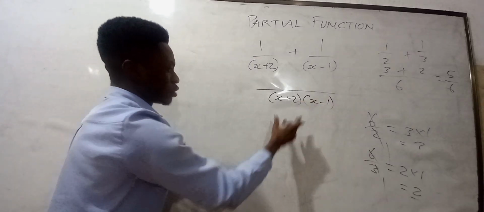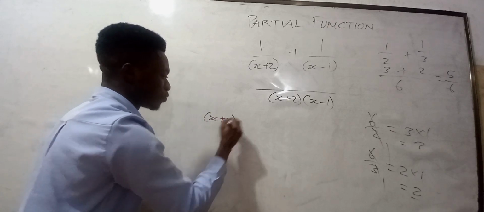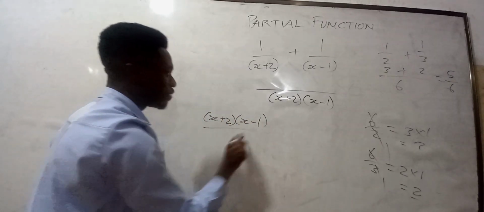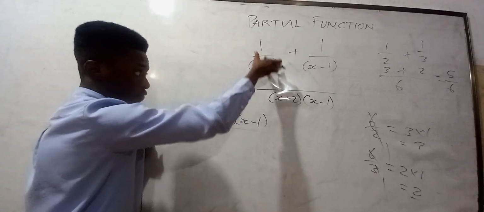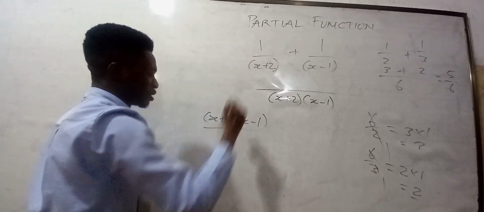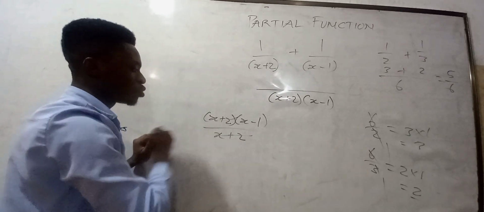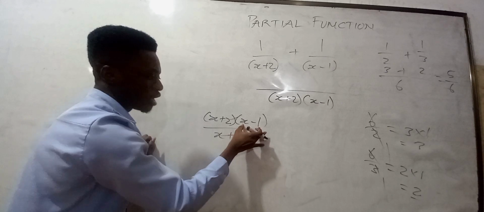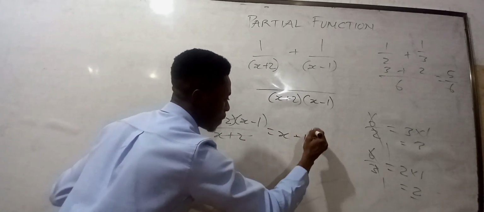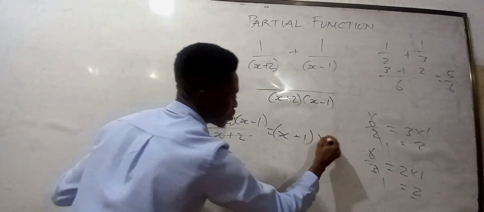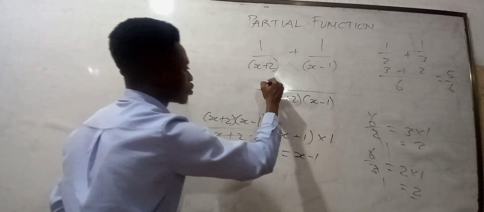Then what do we do next? We take the whole LCM, so x plus 2, x minus 1. Then we divide it by the denominator of the first fraction, which is x plus 2. So this x plus 2 will cancel the first one, and we'll be left with x minus 1. We multiply this x minus 1 by the numerator here, which is 1, so we get x minus 1. We write it here.